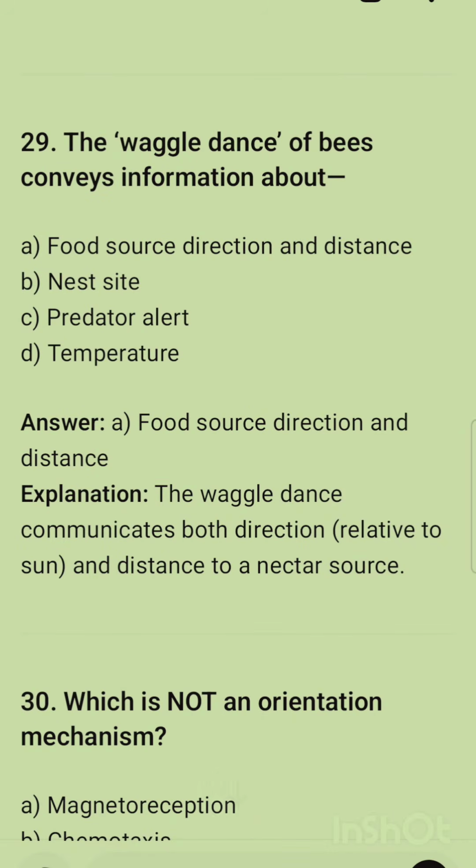29th question is the waggle dance of bees conveys information about. The waggle dance of bees conveys information about food sources, direction, and distance.